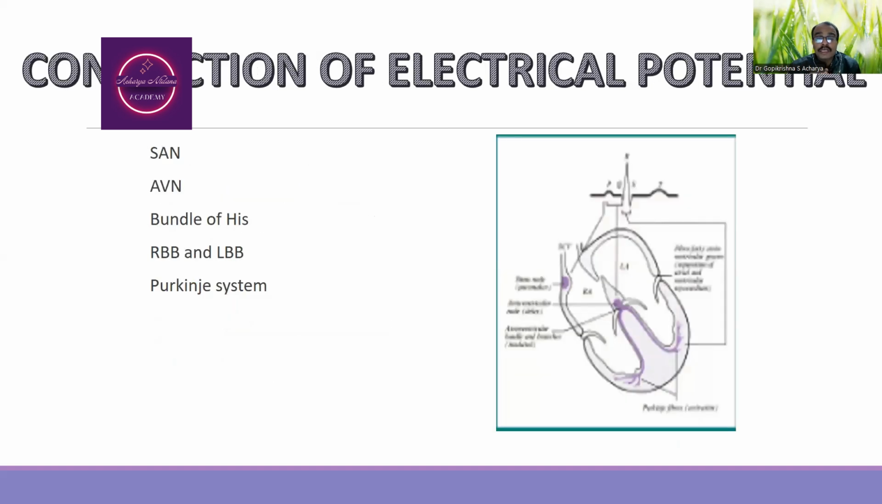When you think about the electrical field, initially it is generated by the sinoatrial node. This is the sinoatrial node. From there the impulse will be generated. From that it will be moving into the atrioventricular node. This is the atrioventricular node. It will be connected by the bundle of His. From there it will be moving into the right bundle branch and left bundle branch. From there it will be moving into the Purkinje system. This is how the electrical potential will be conducted in the myocardium.